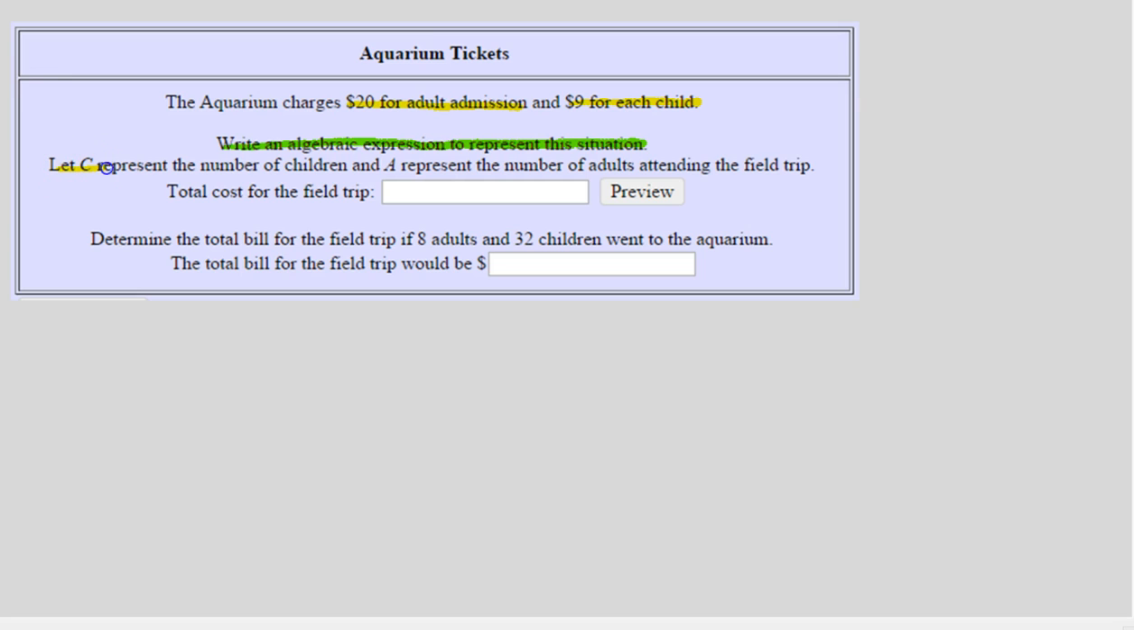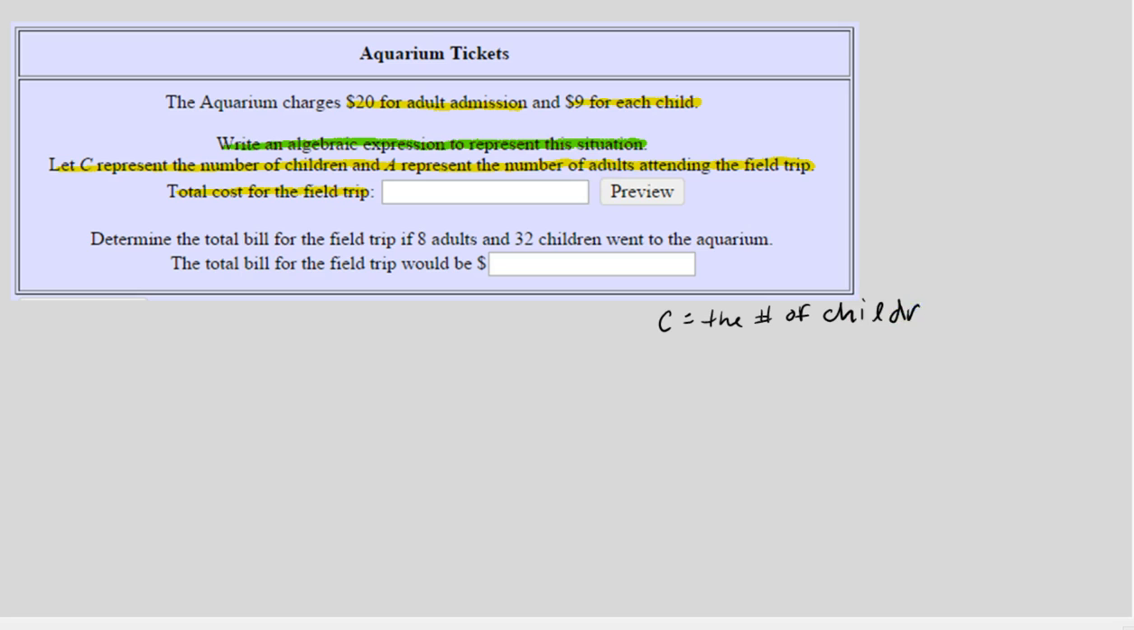It says let C represent the number of children and A represent the number of adults attending the field trip. We want to write an algebraic expression that tells us the total cost for the field trip. First it's always important to identify your variables, and they're highlighted, but I'm going to write them here anyway. So we have C equals the number of children.